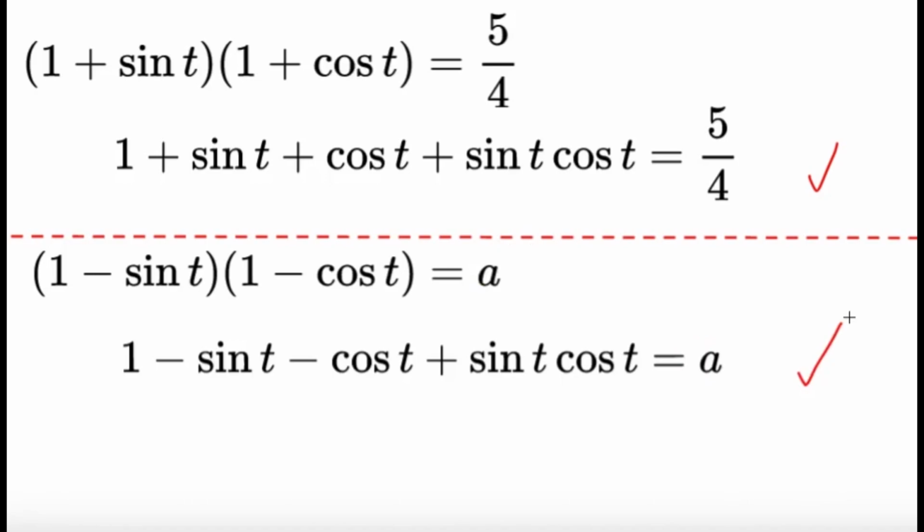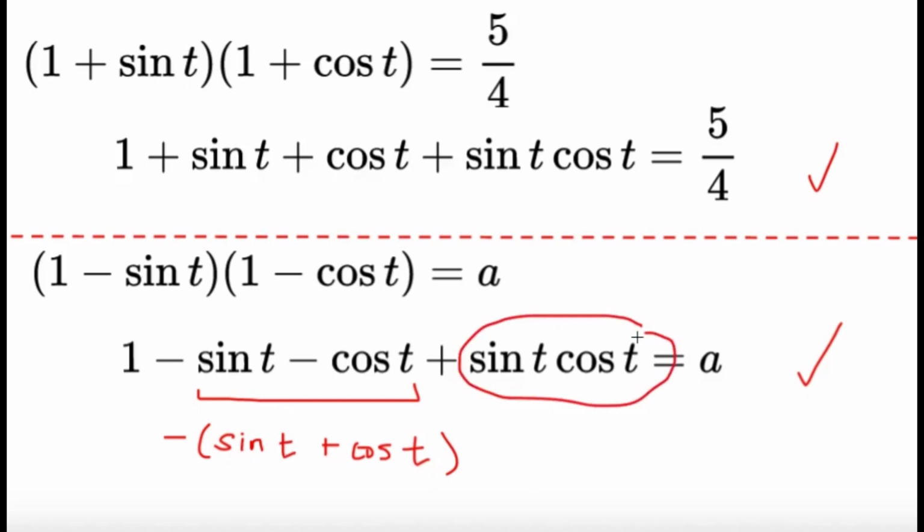Now, immediately we would see two familiar things. One, the product of a sine and a cosine, sin t cos t, and the other one is the sum of the sine and cosine. This one we can write as the negative of the expression sin t + cos t. And whenever we see sin t and cos t together, we would expect to use the Pythagorean identity, because we know that sin²t + cos²t = 1, and if I expand the square of sin t + cos t, there's going to be this sin t cos t term.